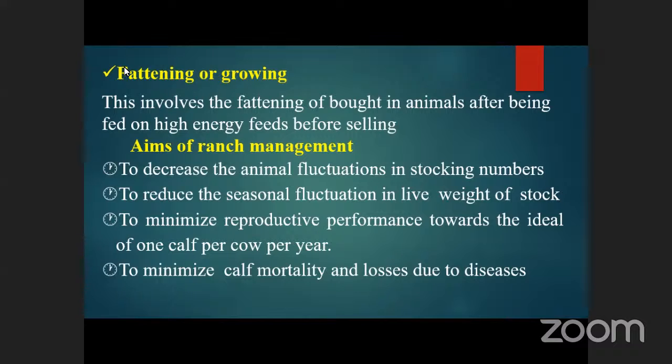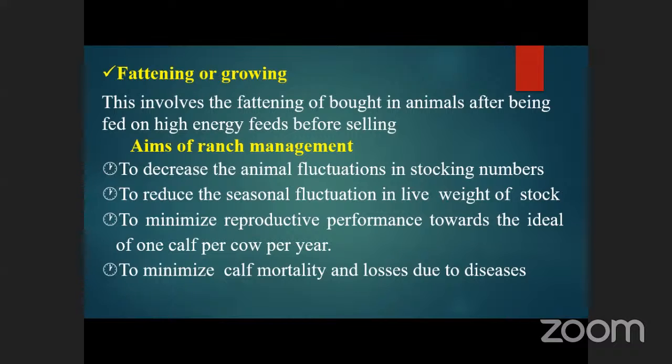Amira, you could read for us. What are the objectives? You read for us. To decrease the animal fluctuations in stocking numbers. To decrease the seasonal fluctuation in live weight of stock. To minimize reproductive performance towards the ideal of one calf per cow per year, and losses due to diseases.